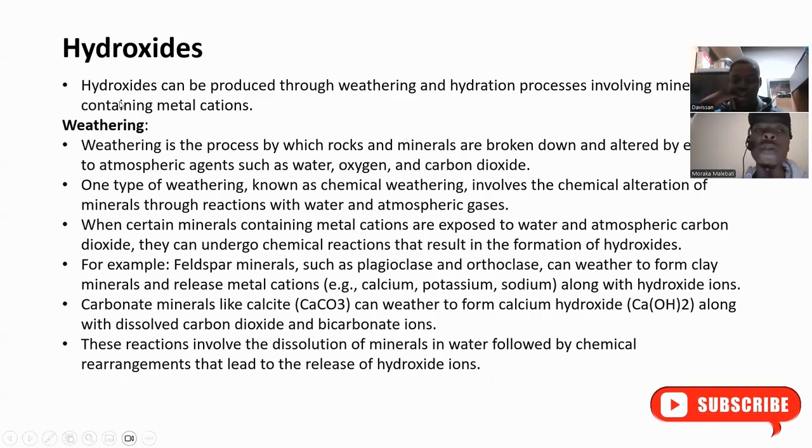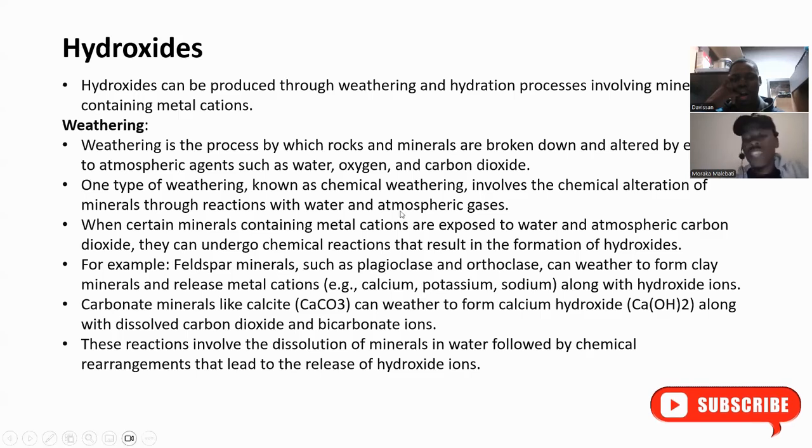But now, the most important processes which form these hydroxides are weathering and hydration. Hydration is when you are incorporating OH, or incorporating water, into the crystal structure of these minerals. Weathering is the process by which rocks and minerals are broken down and altered by exposure to atmospheric agents such as water, oxygen, and carbon dioxide. So when you expose the minerals to water, oxygen, and carbon dioxide, they tend to break down.